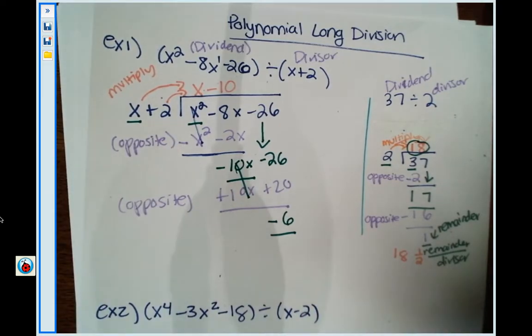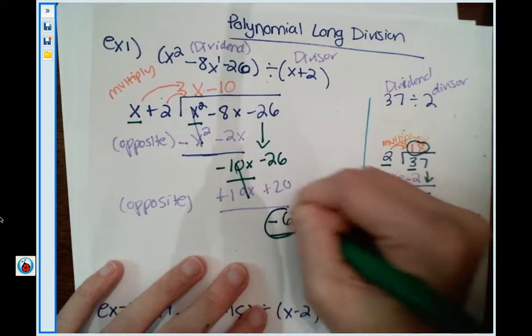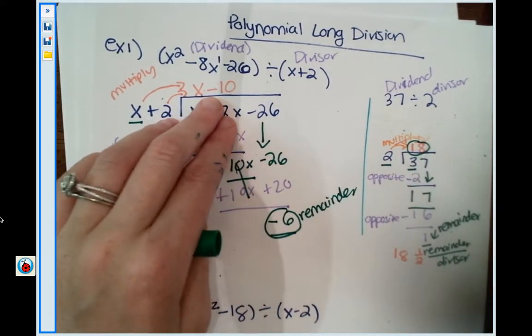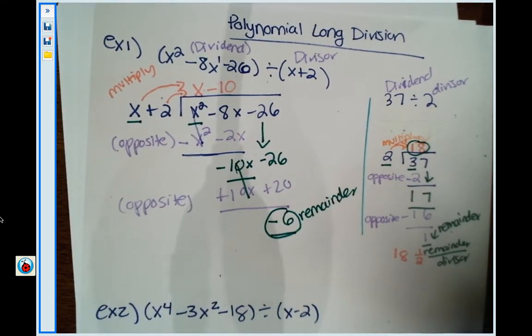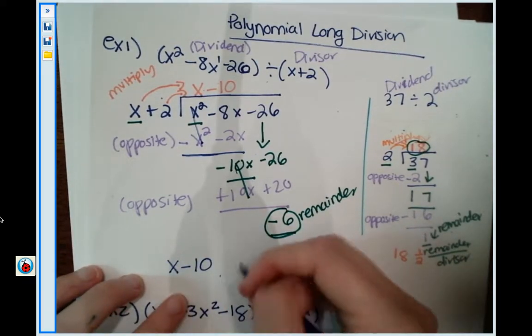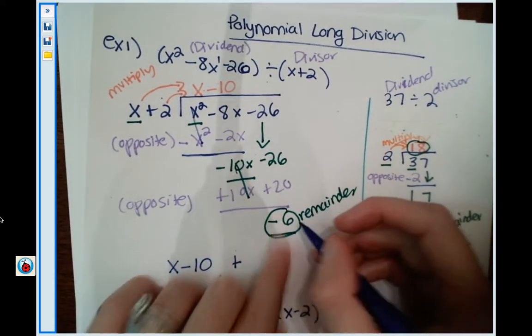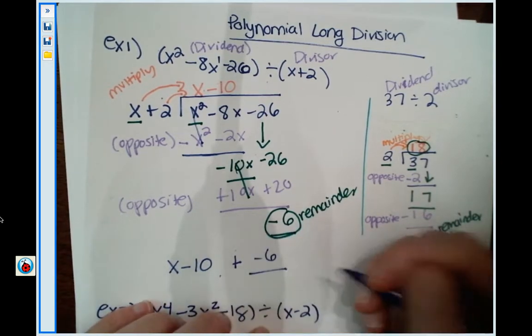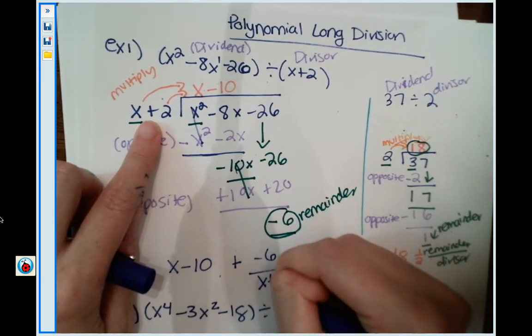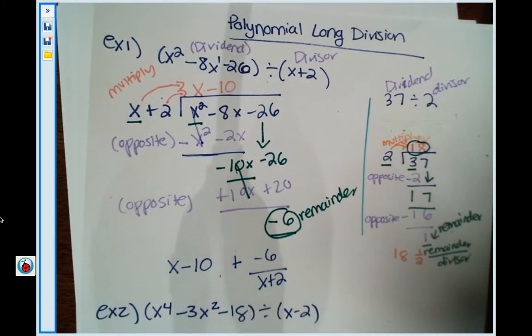So I know I have reached my remainder. This right here is my remainder. So my final answer is my quotient, which is x minus 10. So I'm going to write x minus 10, and then I'm going to add on the remainder, which is negative 6, and throw that over my divisor, which is x plus 2. And that would be my final answer, you guys.